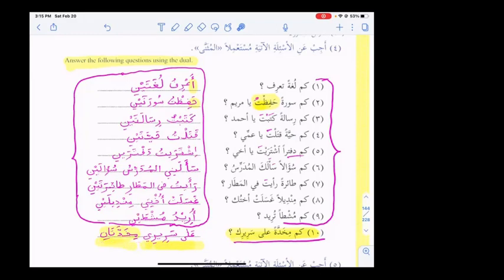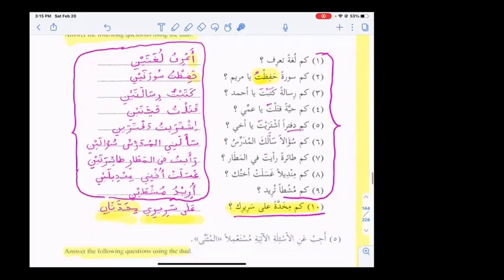How do I know it is mubtada? It has to be marfu. Yes, it is marfu. مخدتان. It is marfu. So that is it, my brothers and sisters.